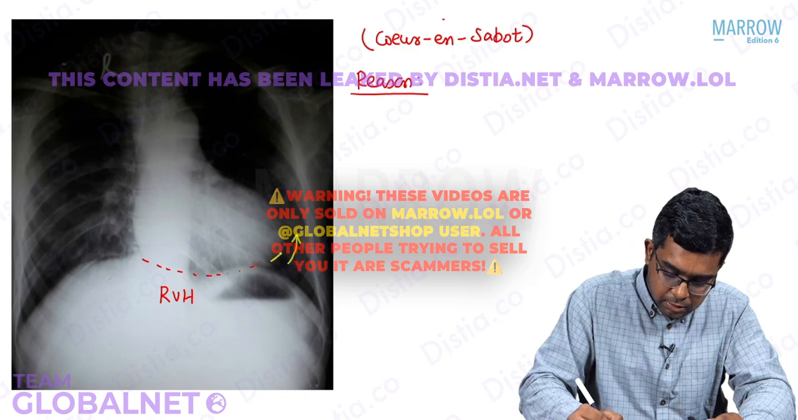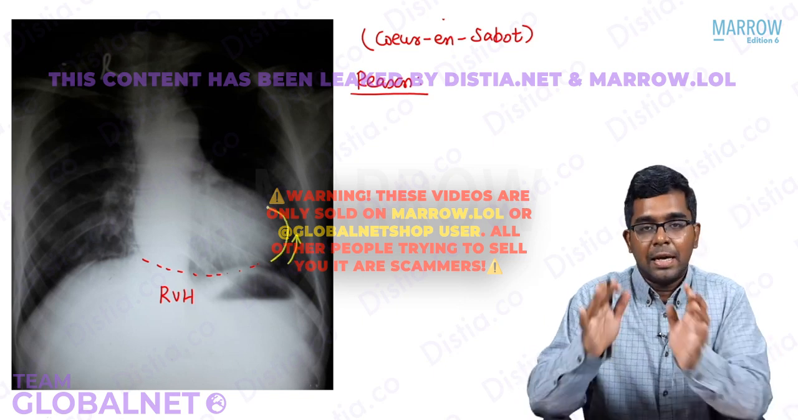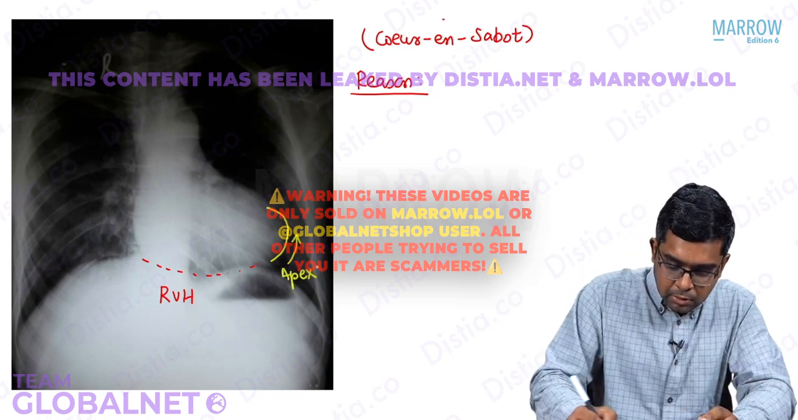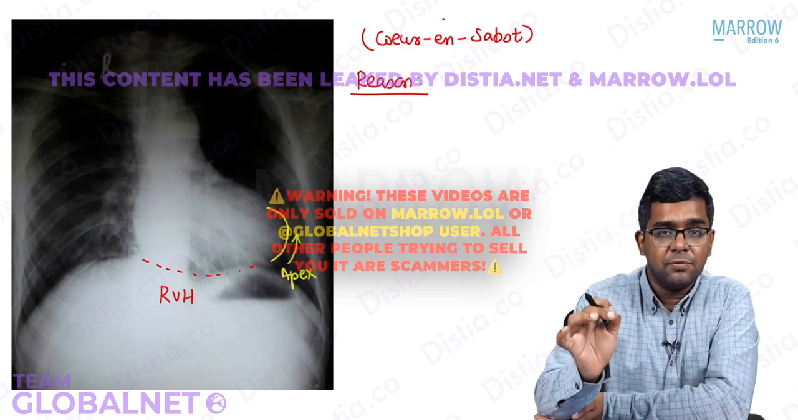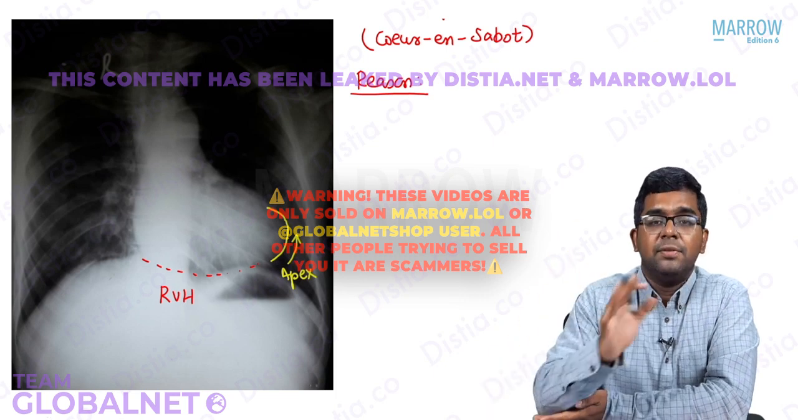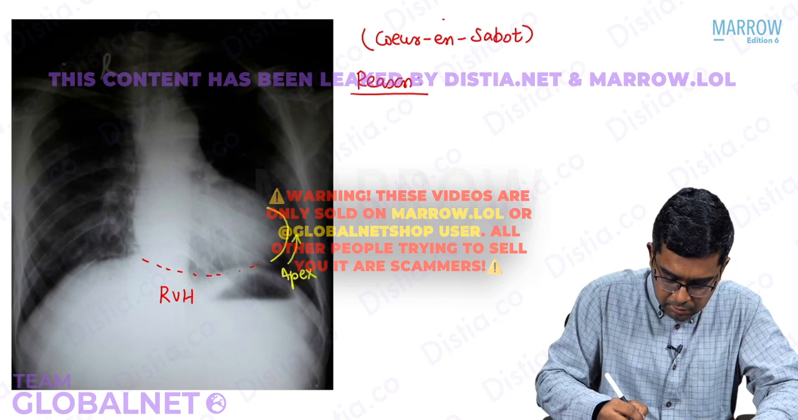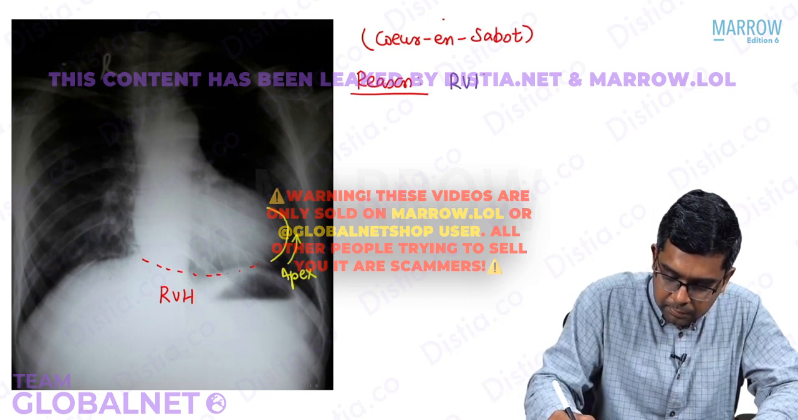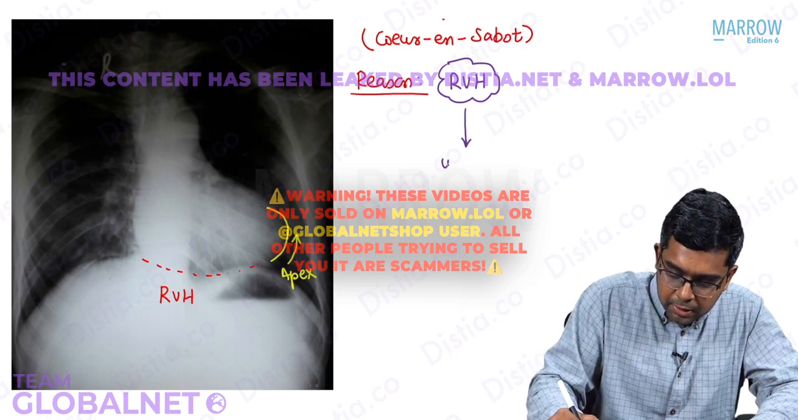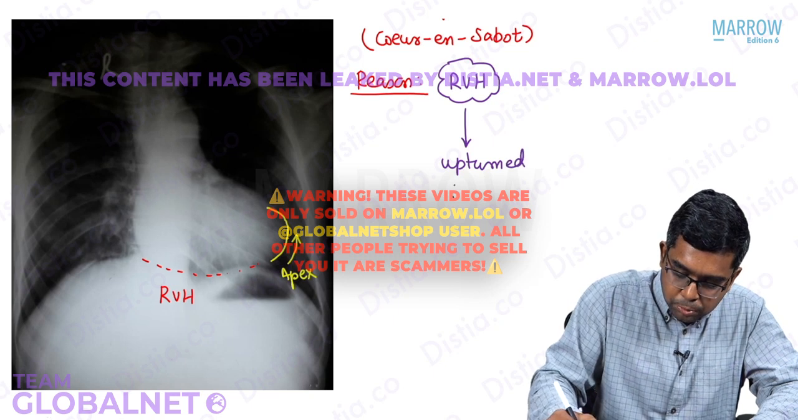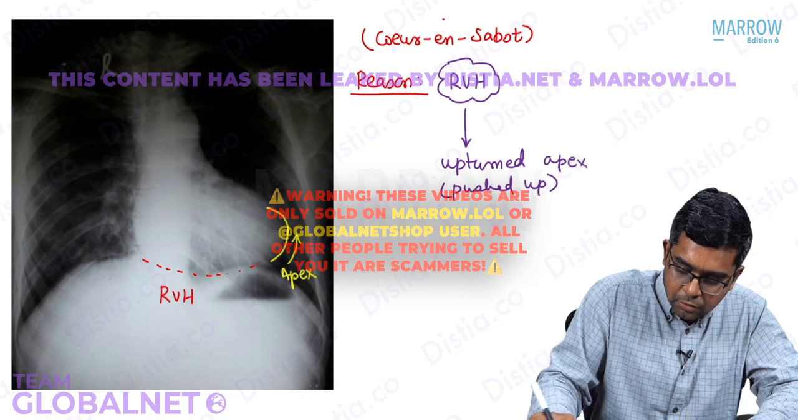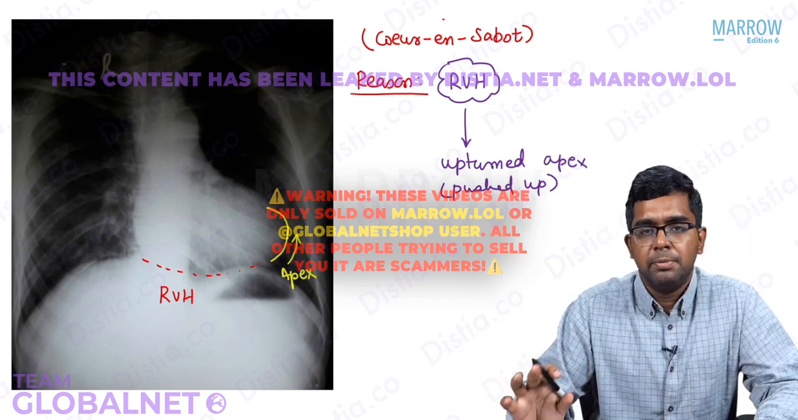So the left ventricle border gets shifted in this position. And this pushing up of the left ventricle, or this area, is what we call the apex. So pushing up of the apex is the reason for this boot-shaped heart. And what is the main reason for pushing of the apex? It is right ventricular hypertrophy. So as a single reason, you can remember right ventricular hypertrophy. And as an expanded reason, you can remember right ventricular hypertrophy leads to an upturned or pushed up apex. That is the reason for tetralogy of Fallot having a boot-shaped heart.